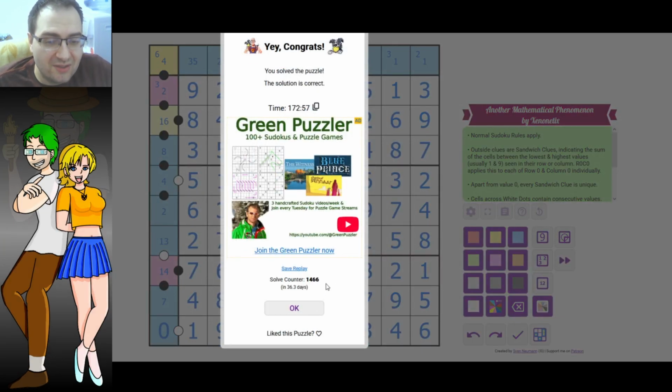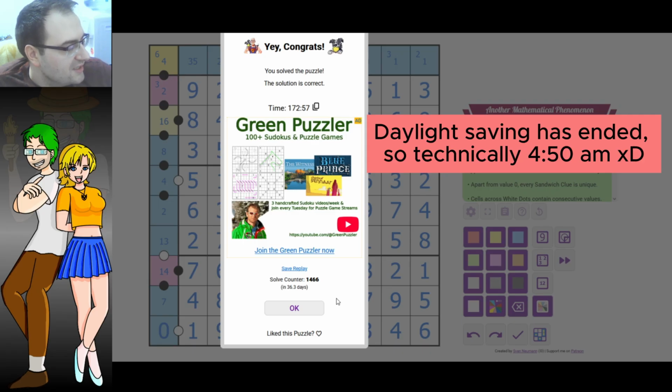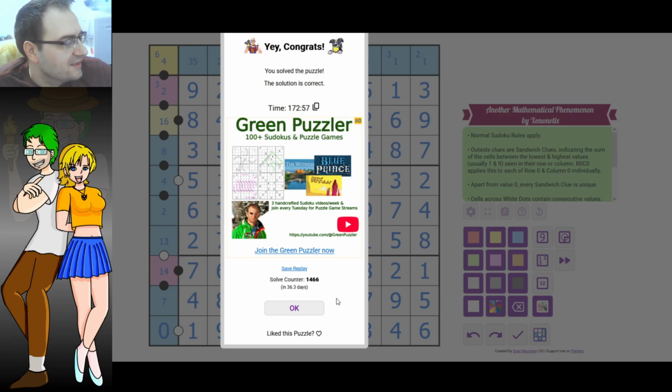Oh, less than 3 hours. What's the time? 3:50. So 10 minutes to 4 in the night. Yeah, I should really not do Sudokus that late at night, but I really enjoyed this one.